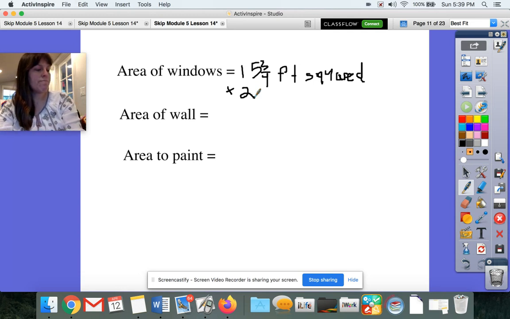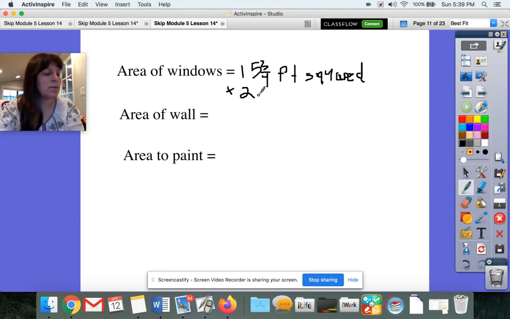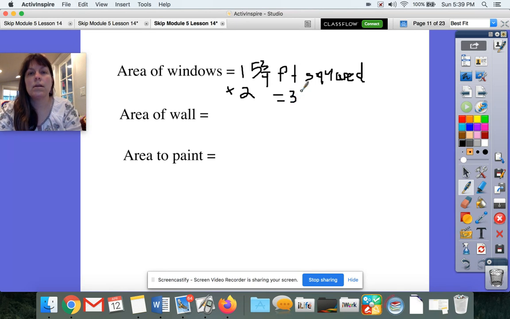So that would be 15 times 2 is 30. And then 3/4 times 2 would be 1.5. So that would give us 31.5 square feet, or feet squared. I'm going to put a box around it so it stands out.